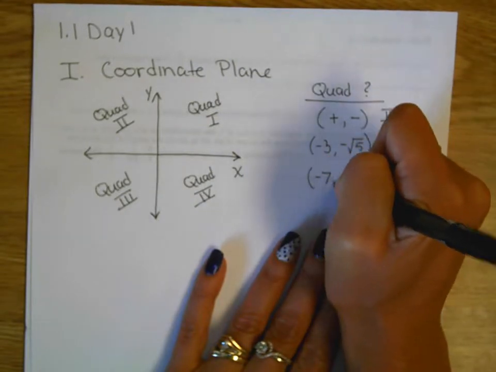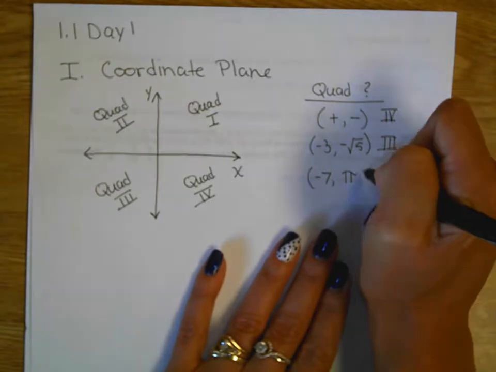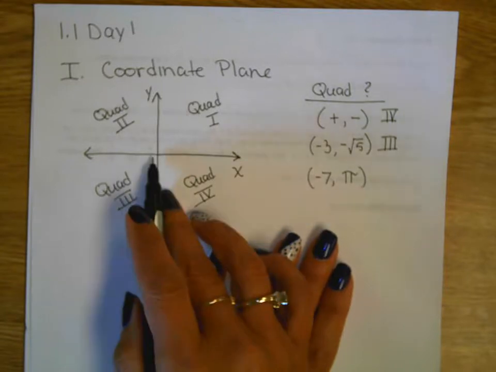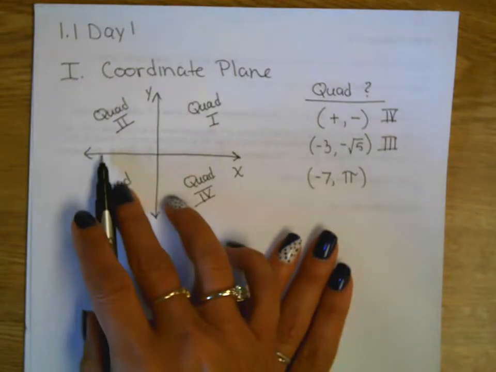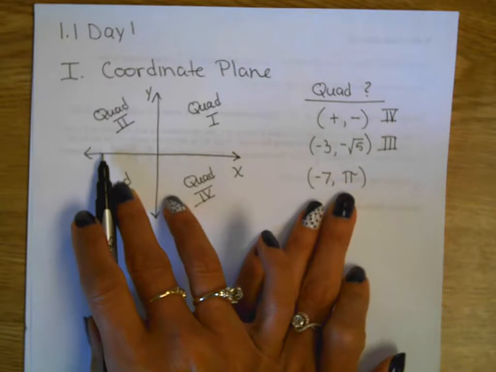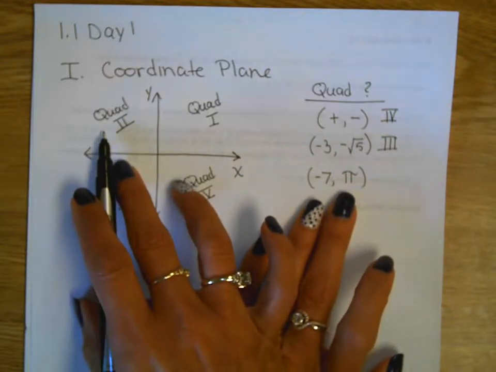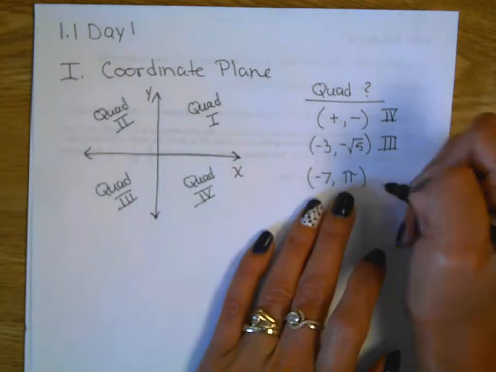How about -7 and pi? Don't be afraid of pi. See it? Origin, going left 7. Because pi is positive, we're going up 3.1415, you know. Still, we're in quadrant 2.